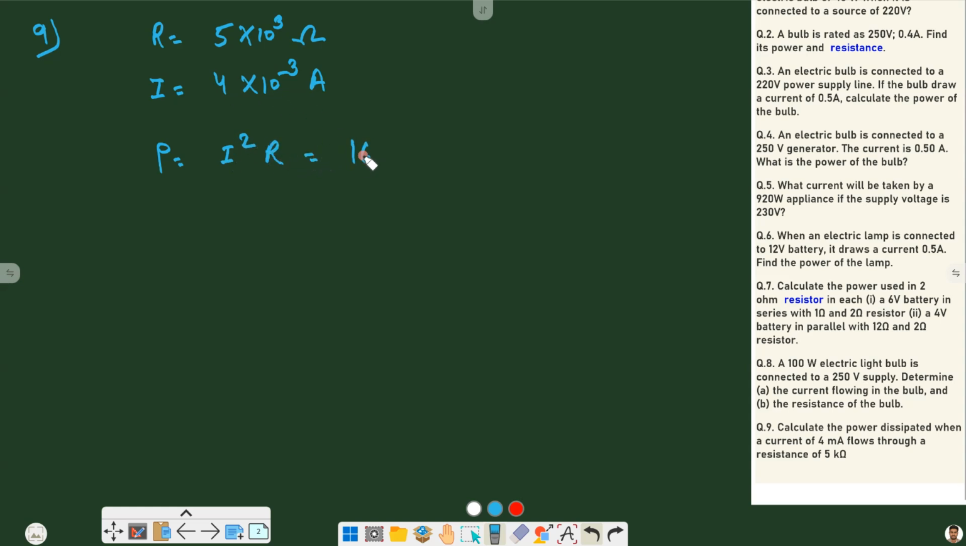Squaring this we get 16 into 10 raised to the power minus 6. R is 5 into 10 raised to the power, sorry, plus 3. So 16 into 5 is 80, and minus 6 plus 3 is minus 3, or 8 into 10 raised to the power minus 2. That is our answer for question number 9.